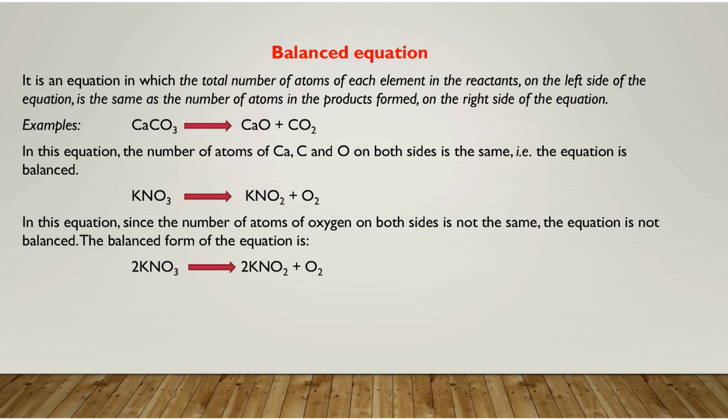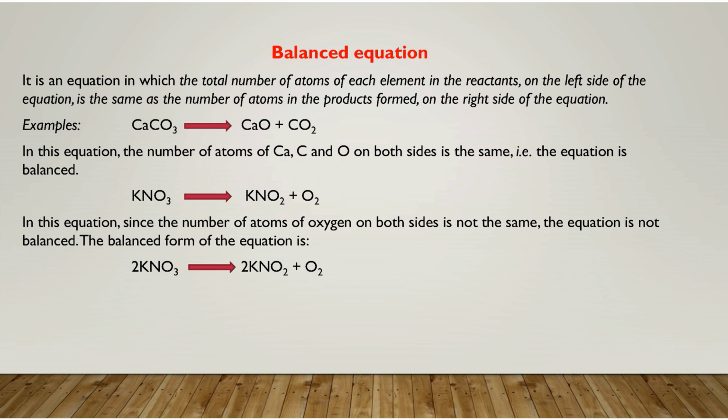So you can see here is an example of an equation: calcium carbonate will form calcium oxide plus carbon dioxide. You count the atoms of each element on both sides. On the reactant side, calcium has 1 atom. On the product side, it also has 1 atom. Then carbon, on the reactant side it is 1 atom, and on the product side it is also 1. So in this equation, the number of atoms of calcium, carbon and oxygen on both sides is the same. You can count in the equation. So the equation is balanced.